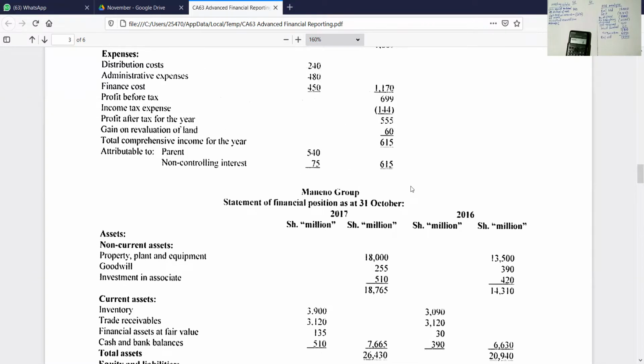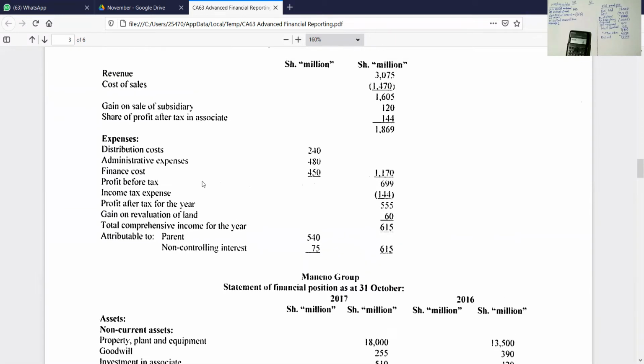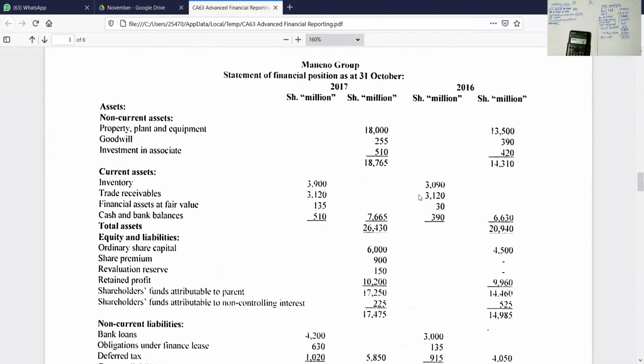After taking my 420, I will add what they received during the year from that associate as income. You can see there is this share of profit after tax in associate. After the associate paid its tax, Maneno, which is the parent, received an income of 144. So we have to add. You take 420 plus 144. Then the balance carried down is 510.